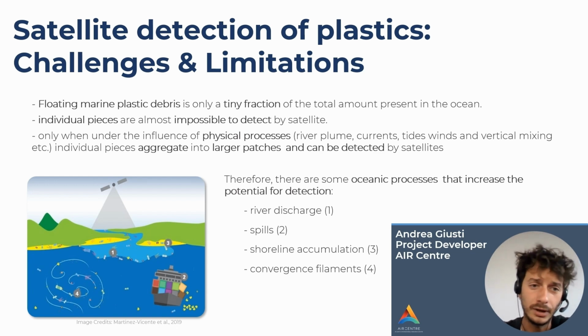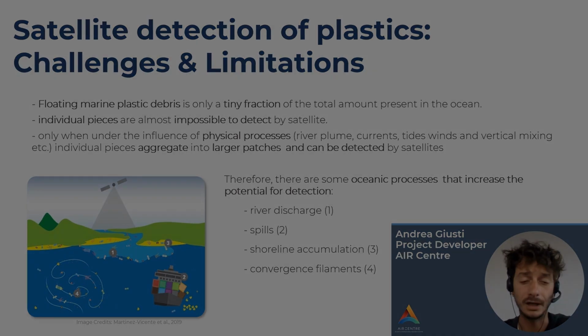Here we are listing four different types of processes. One of them is the river discharge, so basically outflows of rivers into the ocean. Spills, so the accidental and deliberate discharge of material in the ocean. The shoreline accumulation, where debris accumulates near the coastline, and convergence filaments, so areas where ocean currents come together, potentially causing an accumulation of debris.